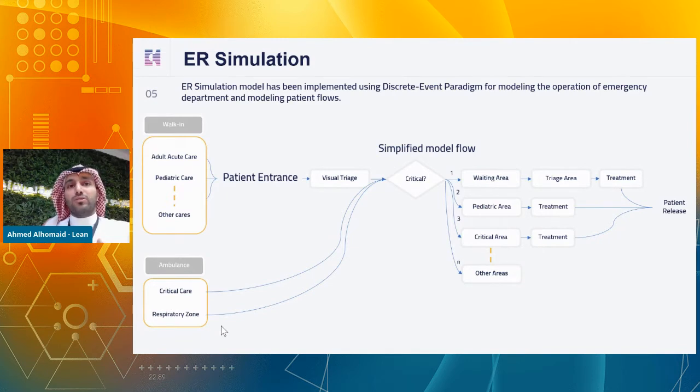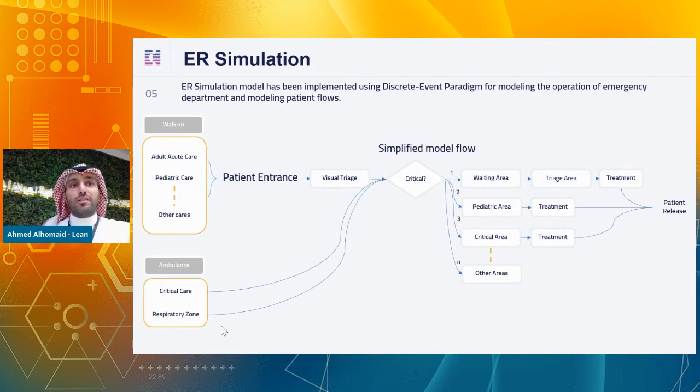And then based on how critical it is, the patient would either go to a waiting area until he's called by a nurse, and then go to a triage area where they take his or her vital signs until they go to the treatment area, whether it's critical care, acute care, or whatever that patient needs.